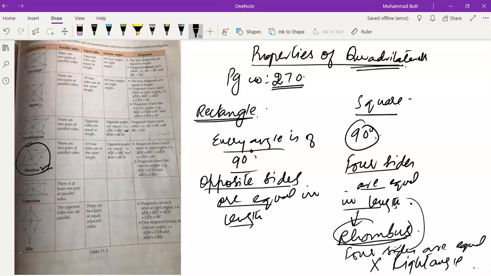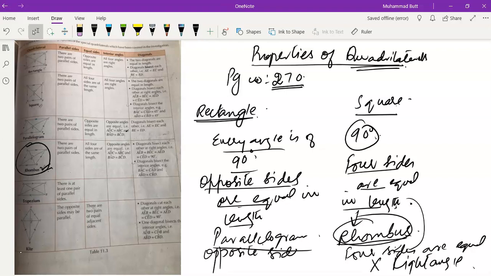And what about the parallelogram? In a parallelogram, again, its property is similar to a rectangle. One property is similar to a rectangle, that is, opposite sides are equal in length. But again, there isn't any 90-degree angle.